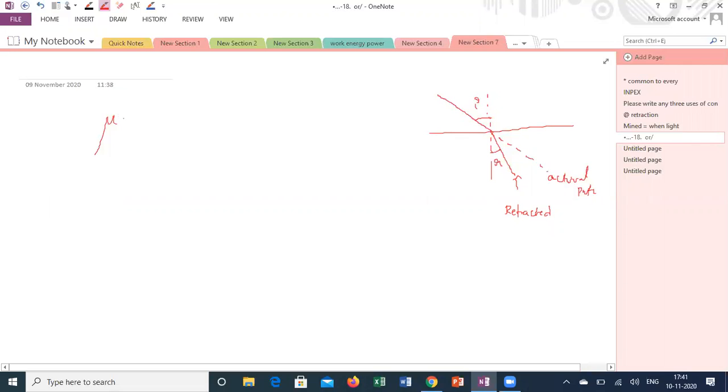How was refractive index actually defined? The refractive index of a medium with respect to air or vacuum can be defined as the speed of light in air or vacuum, C, divided by the speed of light in that medium.